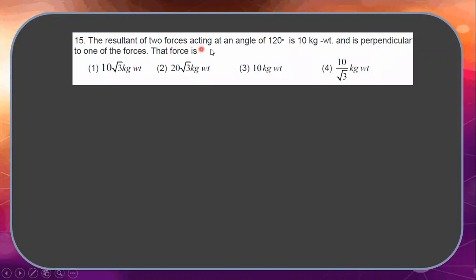The resultant of two forces acting at an angle of 120 degrees is 10 kg weight and is perpendicular to one of the forces. The force is the resultant of the two forces. They are acting at an angle of 120 degrees. Let us suppose P bar and Q bar are the two vectors. This is P bar and this is Q bar. The angle between P bar and Q bar is 120 degrees.